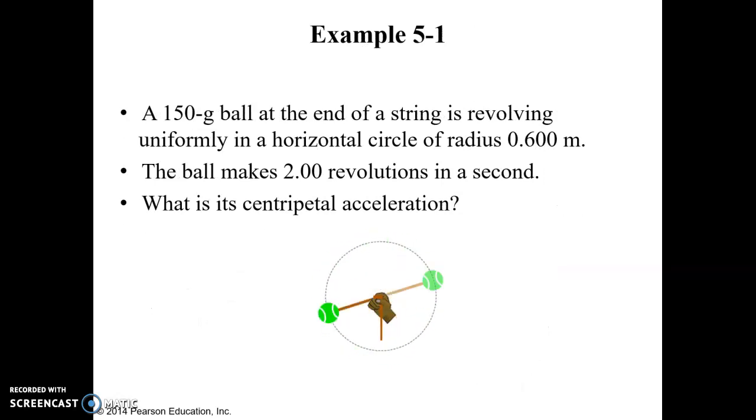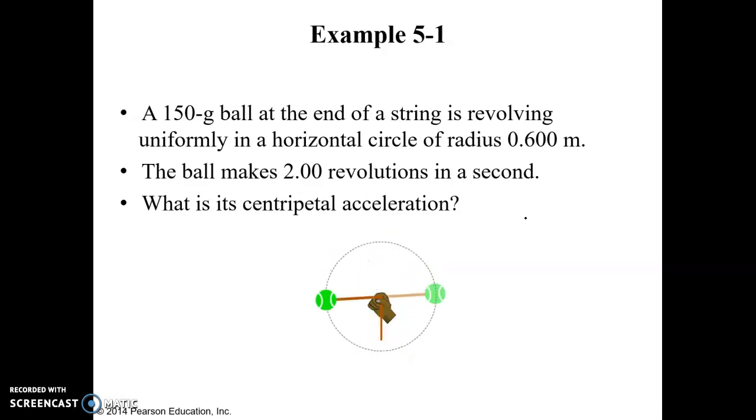Okay, let's look at an example problem here. We have a tennis ball on the end of a string being spun around and around in a circular pattern. The ball has a mass of 50 grams and is revolving in a horizontal circle with a radius of 0.600 meters. It makes 2 revolutions in 1 second.